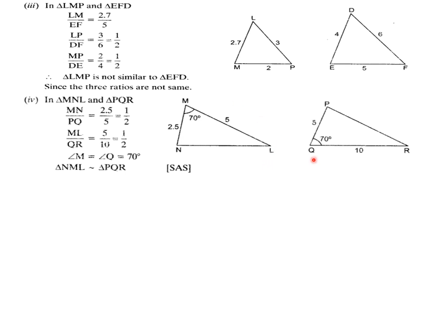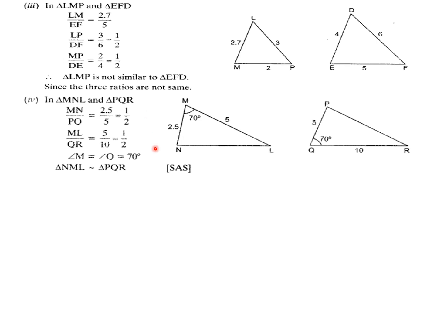The next pair of diagrams has angles and also the lengths of the sides. Since the angle is given, let us first look at the angle. The angle right over here, M, is equal to angle Q of the two triangles, that is equal to 70 degrees. So we can clearly write here angle M equals angle Q, that is equal to 70 degrees. So, in triangle MNL and triangle PQR, this is very vital to write down.